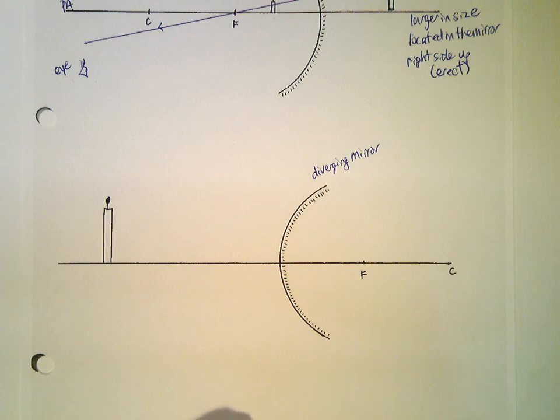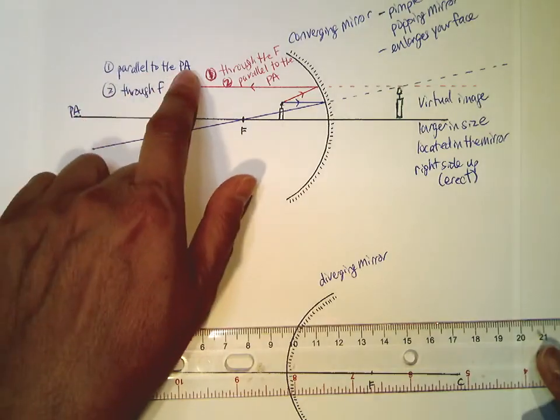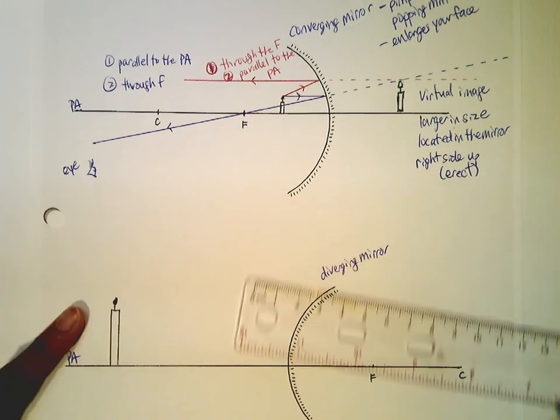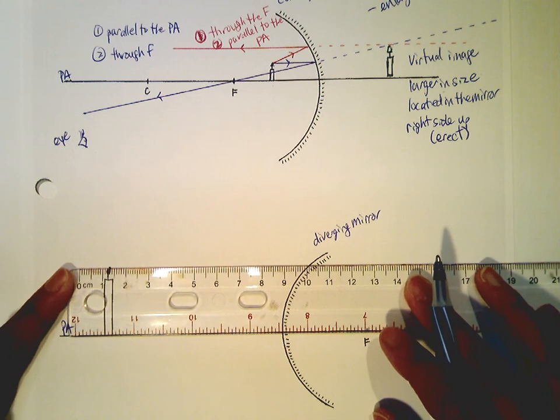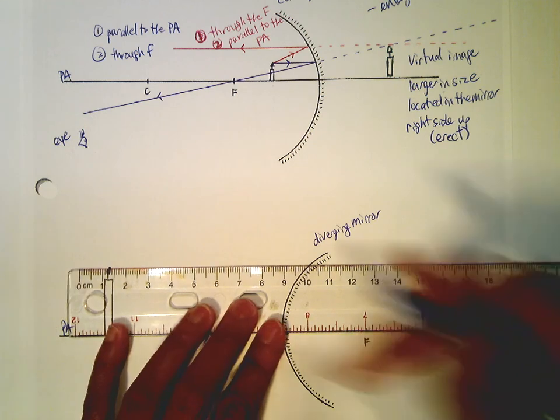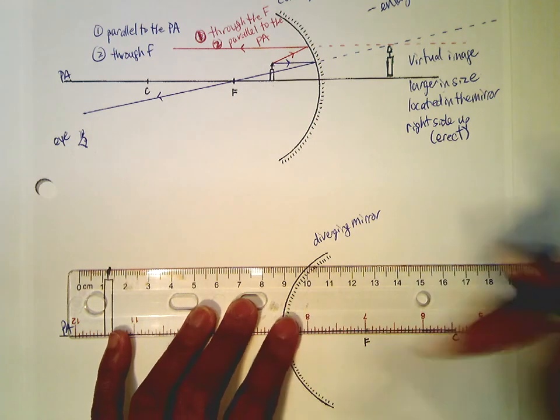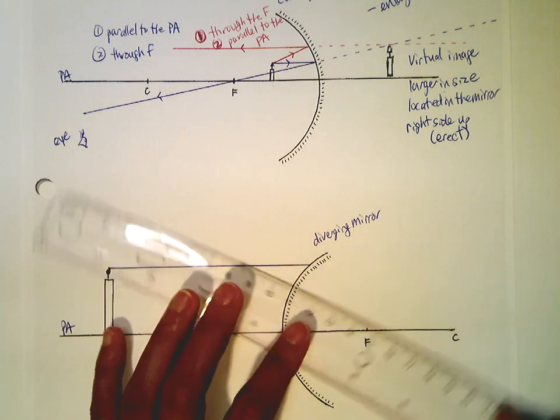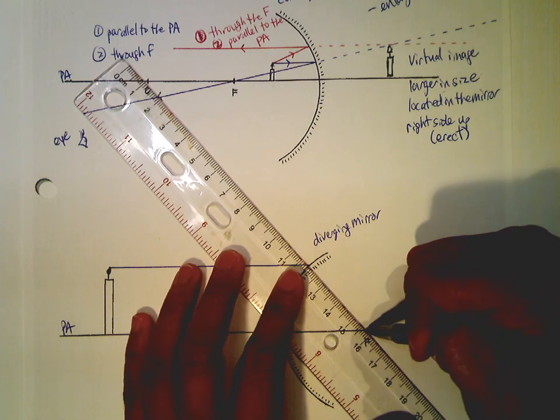Now let's apply the same rules. Remember, it's the same rules. Let's do the first rule over here. It's going to be parallel to the PA, so parallel to the principal axis. So this here is your PA. I'll have my instructions over there that you can see, and let's draw parallel to the principal axis, making sure it's parallel. That looks pretty parallel to me. It hits the mirror, and then it's going to reflect off, and when it reflects, it's going to go through F. So let's reflect it.